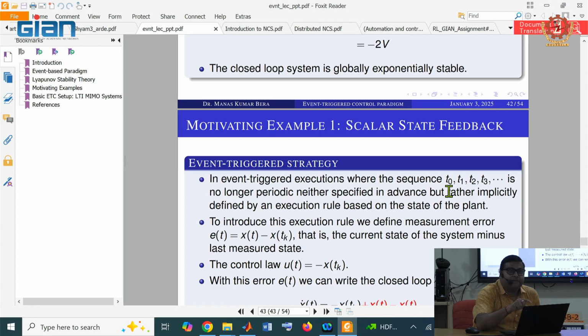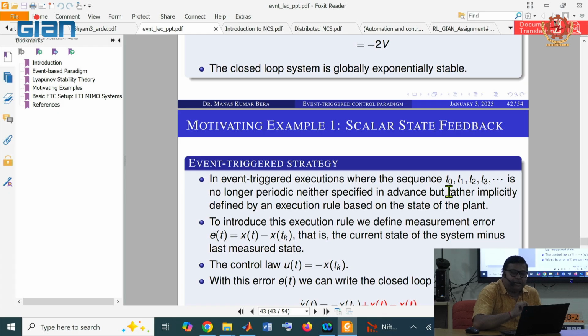In event triggered sampling, you do not really know what the next sampling instant could be, unlike periodic sampling, where if you fix a 1 second interval you take samples at 1 second, 2 second, 3 second. But here you don't know when you are going to take the next sample. So how will we decide when to sample and when not to sample? What is the way? By some condition. What condition? And how will you derive that condition?